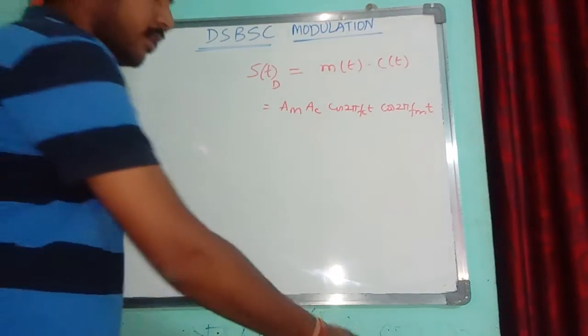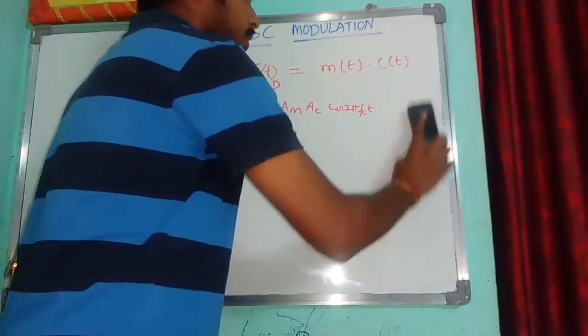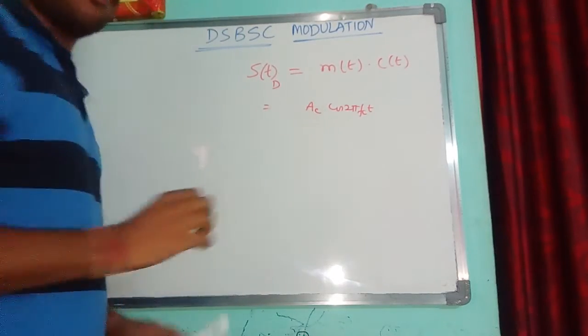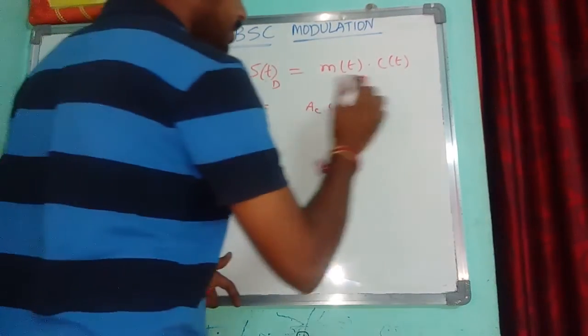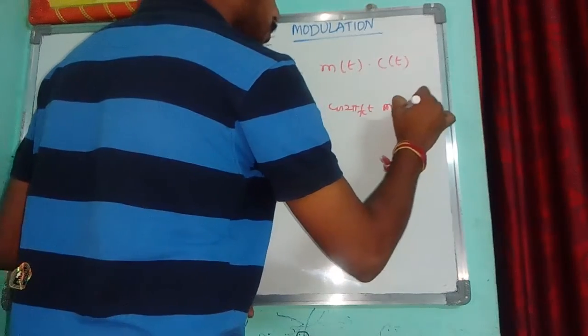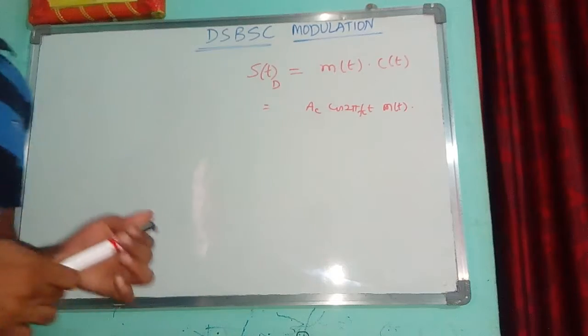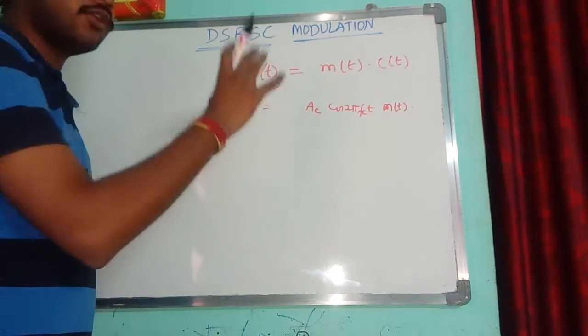If you want, the message signal can be anything, not just a sine wave. The message signal can be anything, so write it as m of t only. Then what do you do next? The basic next step is to convert it into the Fourier domain.